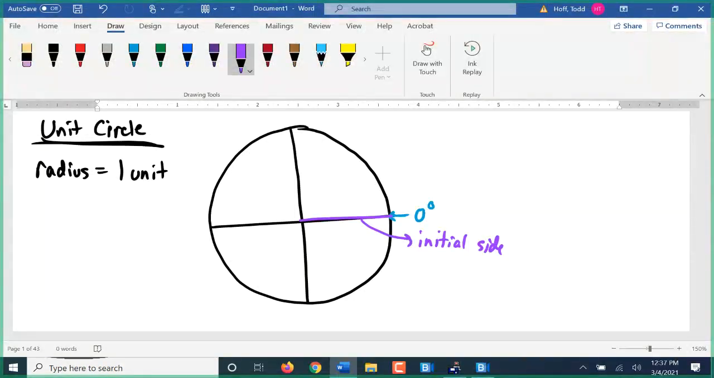So if I rotate, we rotate counterclockwise for positive angles, there I call that angle, we'll call it angle theta. Remember that theta is just a variable representing an angle, just like x or y or z for lengths. We use theta, alpha, beta for angles. This blue line here is called the terminal side.